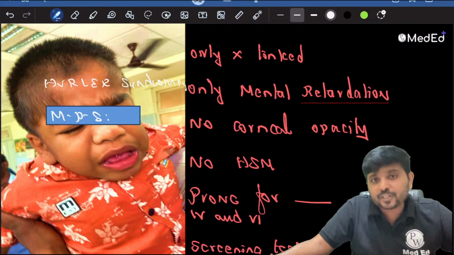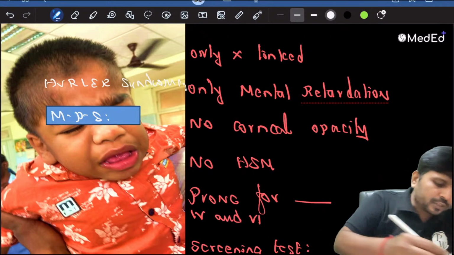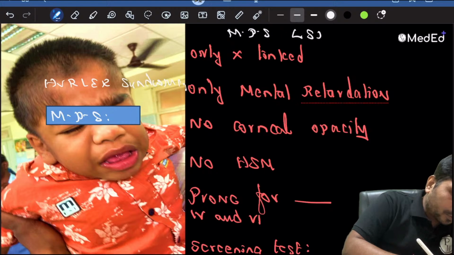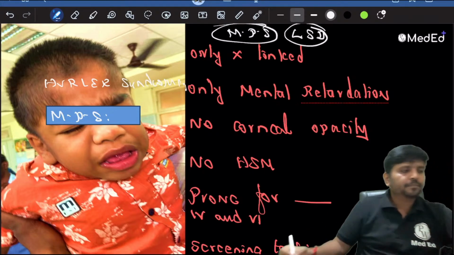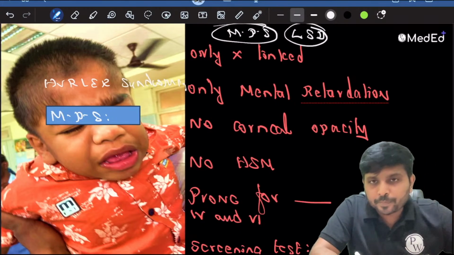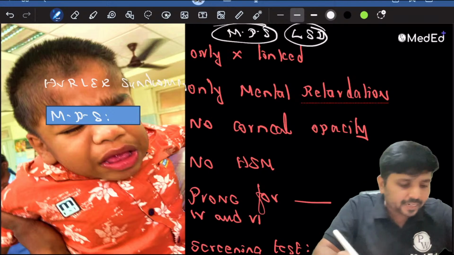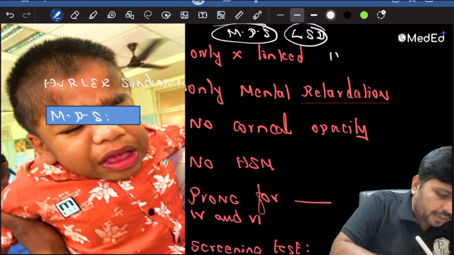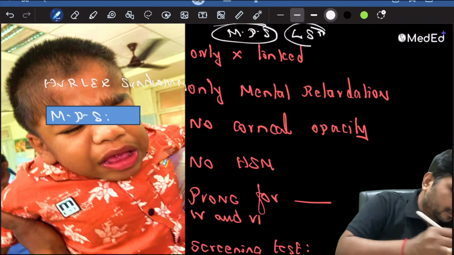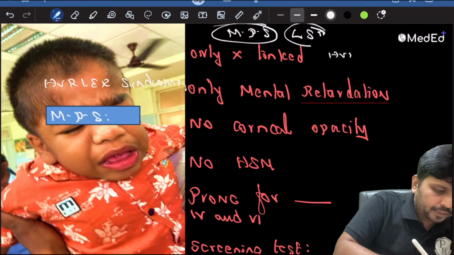Because of that, you will get obstructive sleep apnea. So this is mucopolysaccharidosis, otherwise called as MPS, comes under lysosomal storage disorder. Let me tell you some important points with respect to mucopolysaccharidosis. Only X-linked is what? Hurler or Hunter? Hunter.